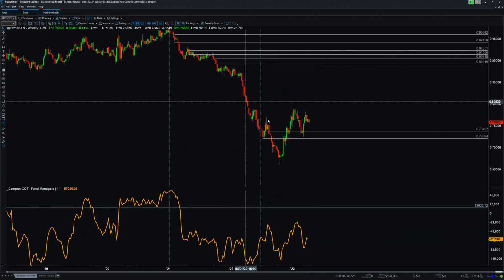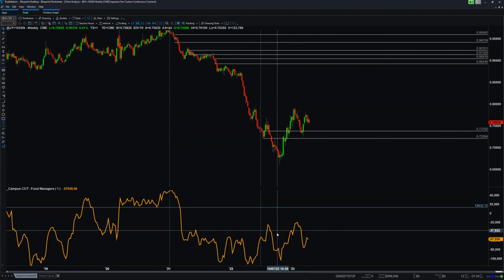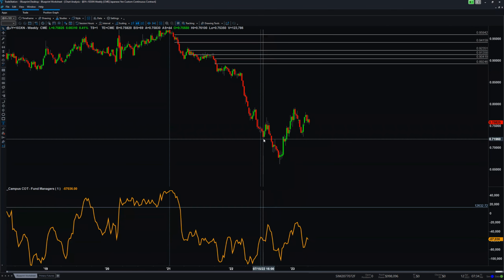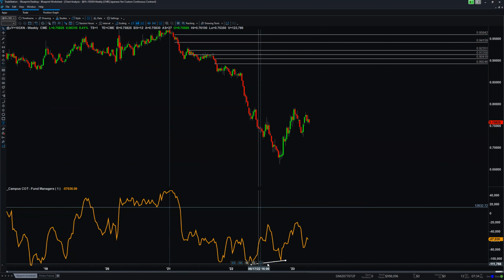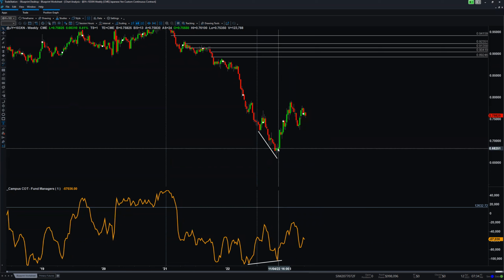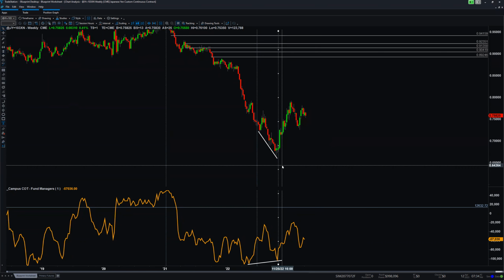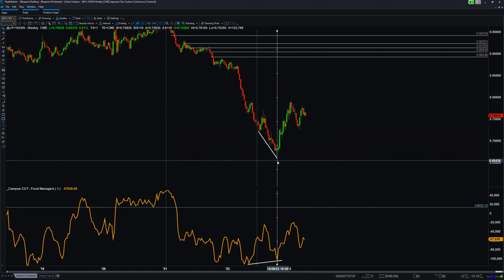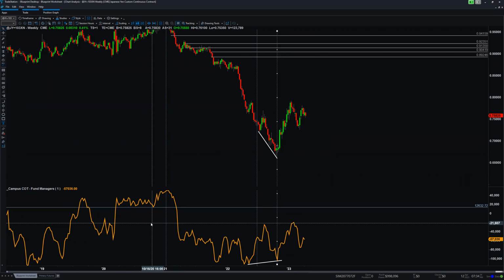Okay, that's just how it is with the Japanese yen. And now, however, what we get is the non-commercials make a new high, and look what price is doing. Divergence. Do you also know what happened down here? If you don't know, and we talked about this a lot, it was a currency intervention by the Bank of Japan.